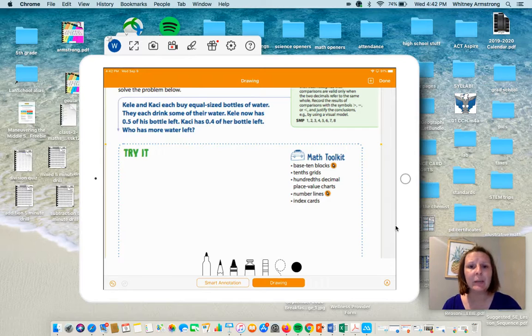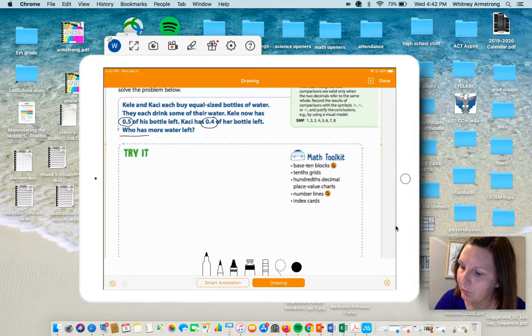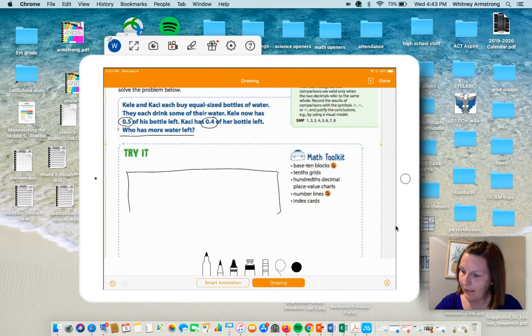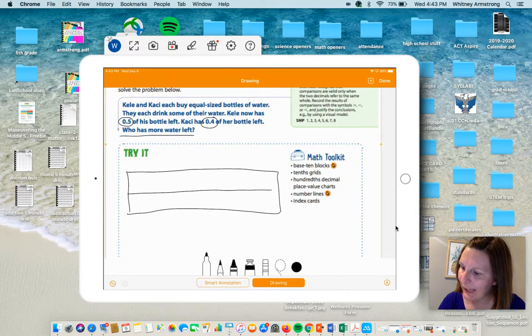Okay, so we're looking at comparing decimals. I know that just by looking, I have 0.5 here, and I also have 0.4 right there. So those are my 2 decimals that I'm going to be comparing, and it wants to know who has more water left, okay? So the way we're going to do that is we're going to use our place value chart, okay, that I am so great at drawing now.